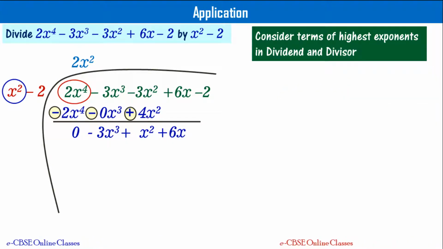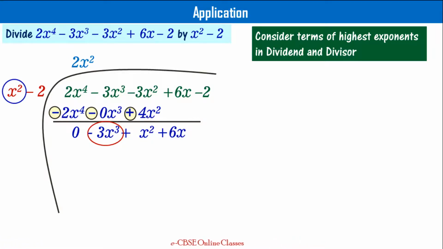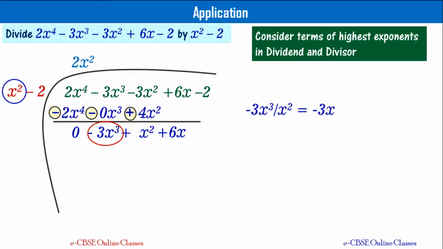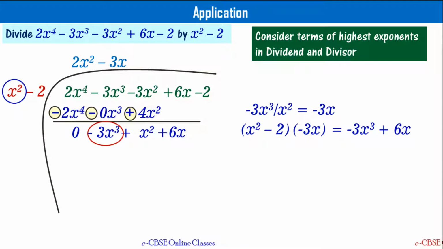This has got 3x cube as the term of highest exponent. So now let's divide minus 3x cube with x square. The answer is minus 3x. It has to go as part of the quotient at the top. And now we have to multiply x square minus 2 with minus 3x.